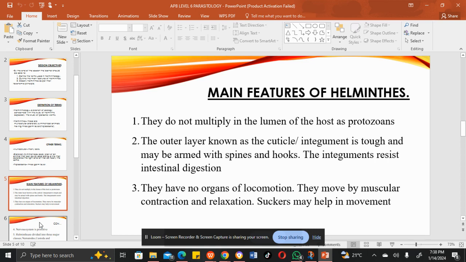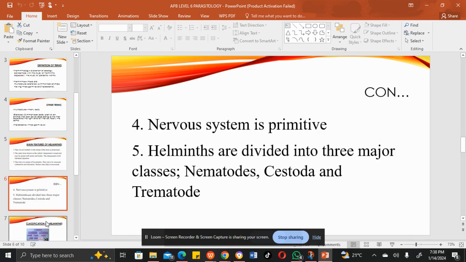Then they also have suckers. These suckers help them in their movement. And then they have a primitive nervous system. Those are the main features of helminths. Are we together up to that point?